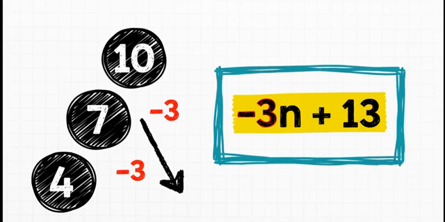Just look at this one. 10, 7, 4. What's happening? It's dropping by 3 each time. So the common difference is negative 3, and that means our rule has to start with minus 3n. The negative sign doesn't change how you figure it out, just the numbers you're working with.